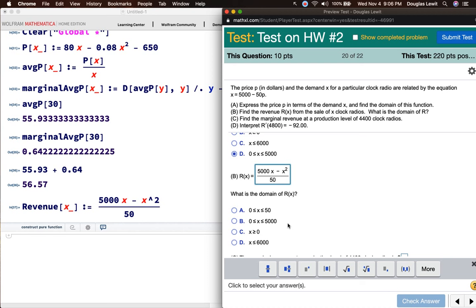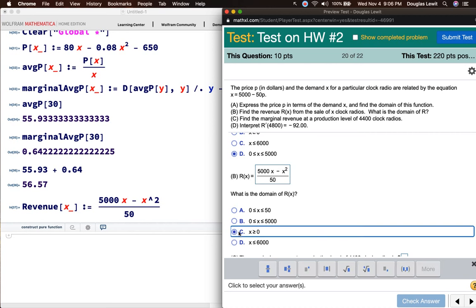Because the answer could be X is greater than or equal to 0, or the answer could be X can be any value between 0 and 5,000 inclusive. We're going to find out when we check the answer. I'm going to assume the answer is X is greater than or equal to 0, because it is possible to have a negative revenue. It is possible to lose money on merchandise. We'll check the answer and we'll find out.